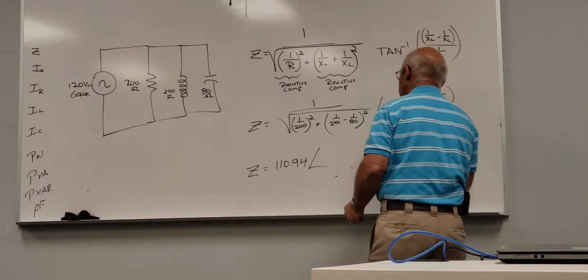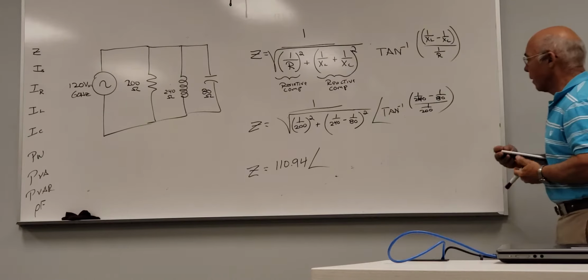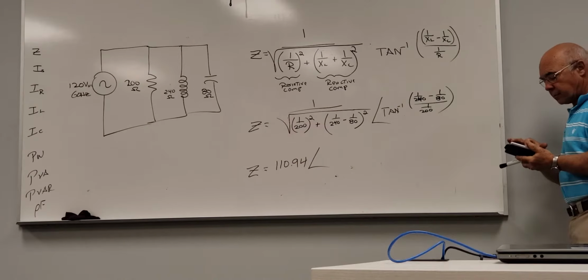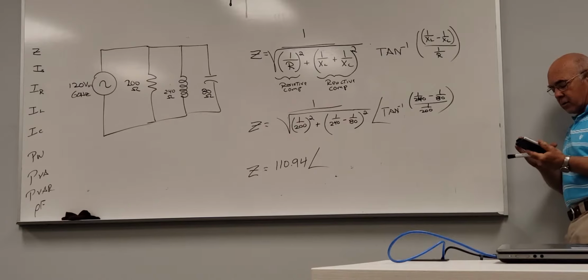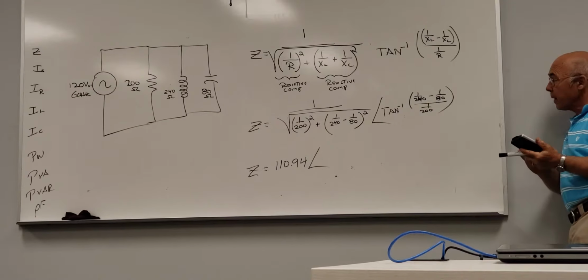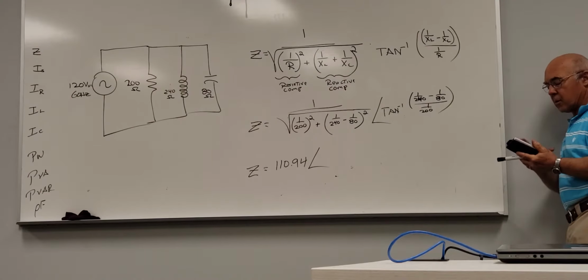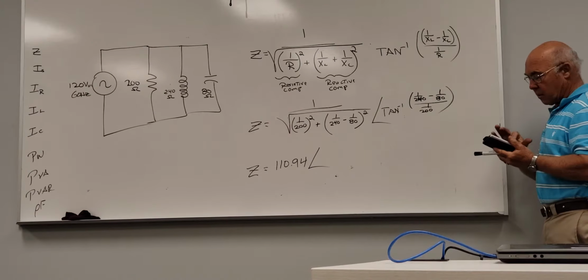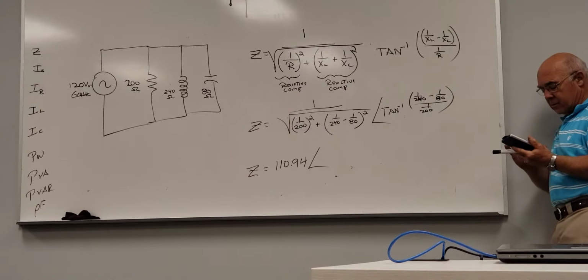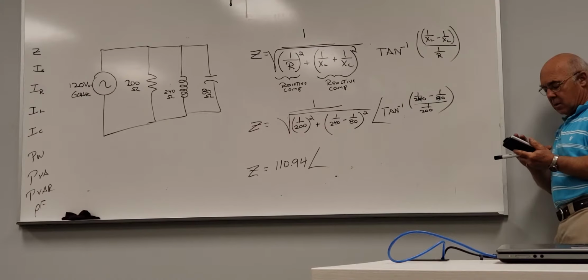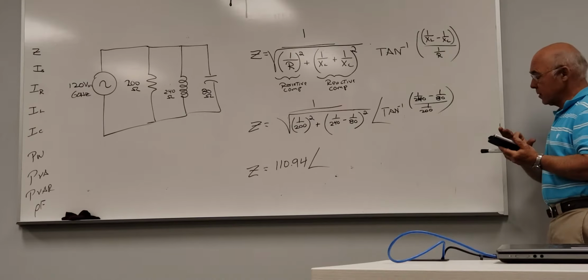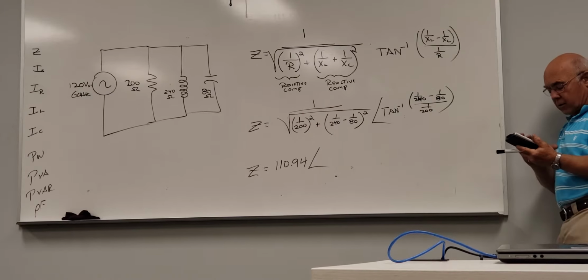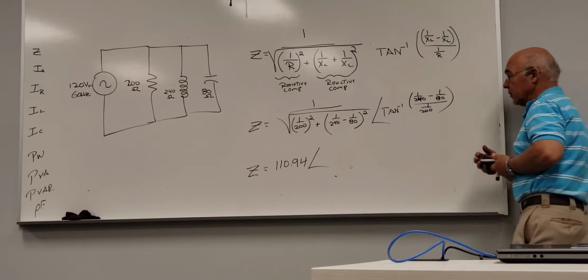And it's gonna have an angle. So I hit second function tangent. And then I put parentheses, 240, hit the 1 over x button, minus 80, hit the 1 over x button, close parentheses, and divide that by 200. Hit the 1 over x button, hit enter, and you should get negative 59 degrees.